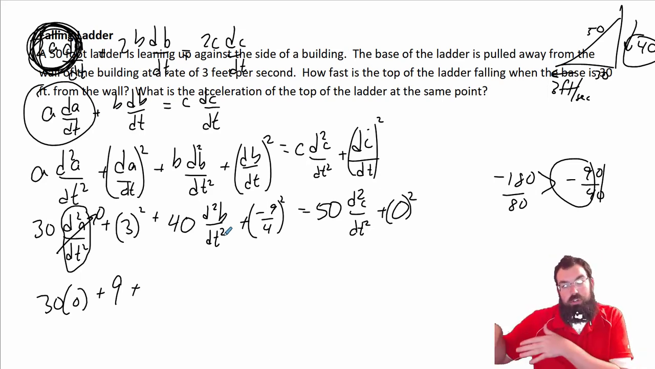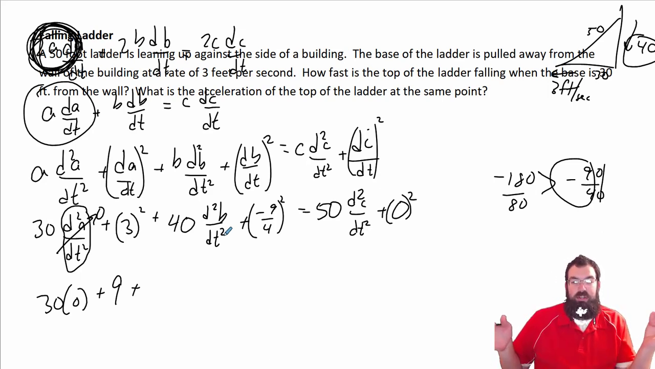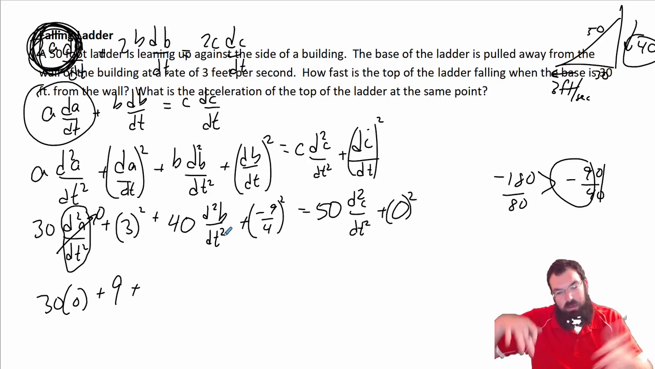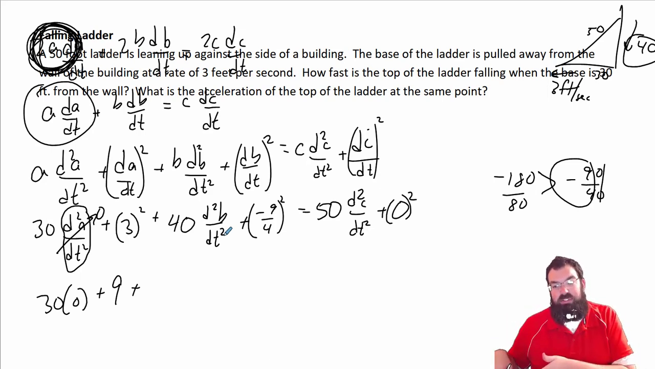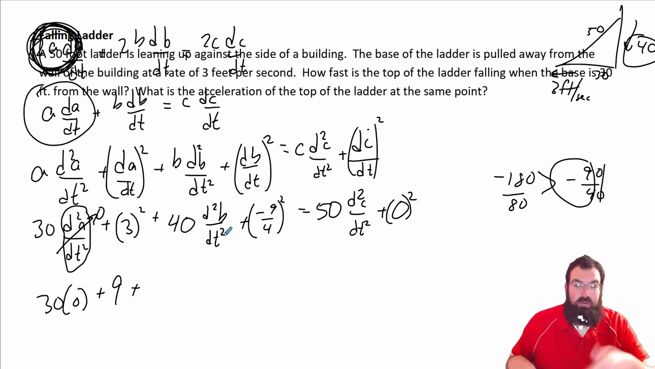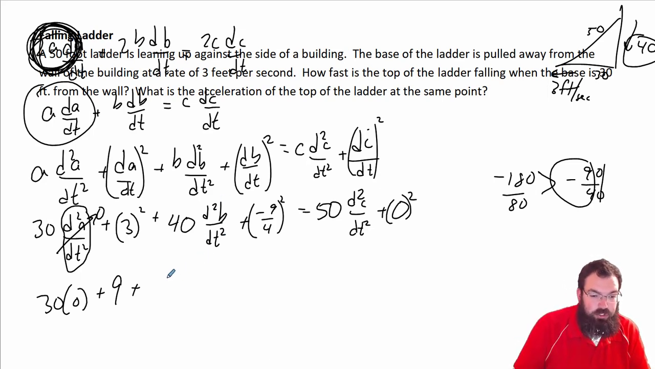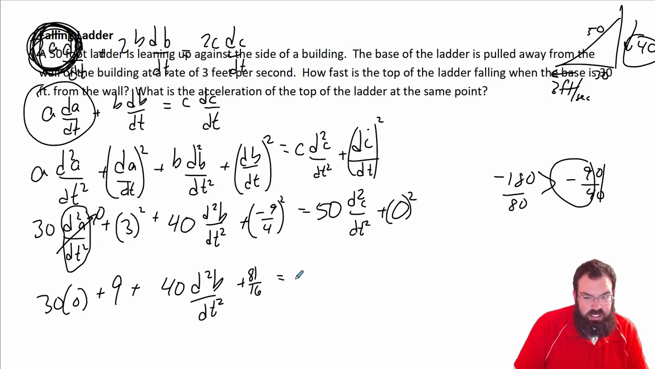If I were to go one more derivative, in the third derivative, then sure. What is acceleration? What is the next one? I don't know, it's a physics thing or something like that, right? I don't know. That's physics, who cares? So I would go to the next one, but then the next one it would be 0. But in this case, because it's the second derivative, I can't say that goes to 0. So it's 40 times d squared b over dt squared plus, this is just 81 over 16 equals the d squared c over dt squared.